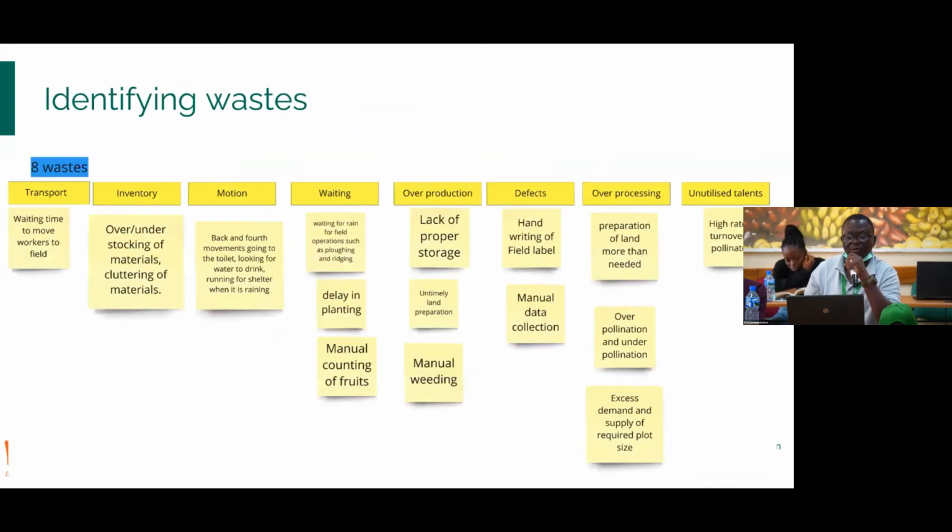Next slide. Then in the course of our work, we used a tool that is called EiB-IITA. We identified waste in the area of transportation and movement, waiting time to move workers. We identified waste in the area of inventory and cluttering of materials in the store. Going back and forth is the motion. People going to the toilet and wanting water to drink while at their duty post, running up and down and wasting a lot of time. There's also a waiting period.